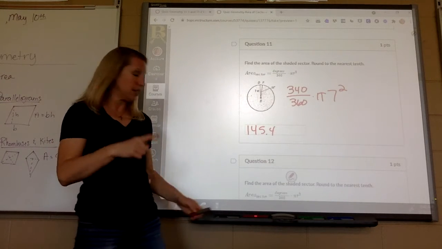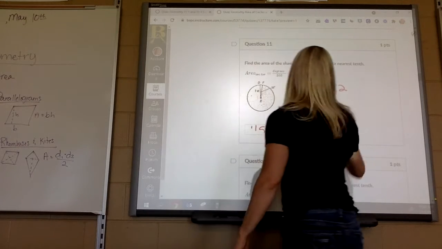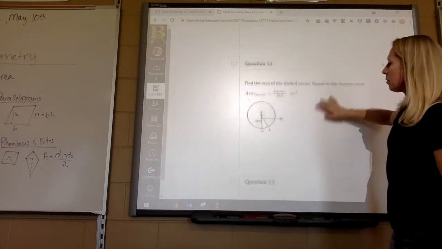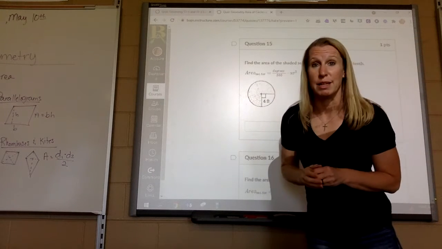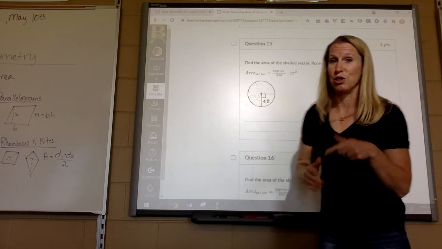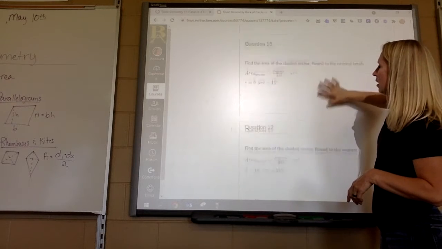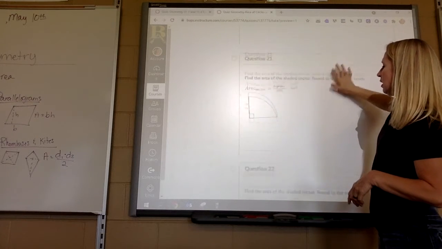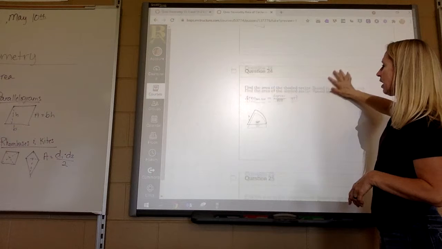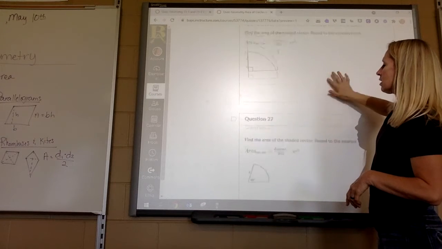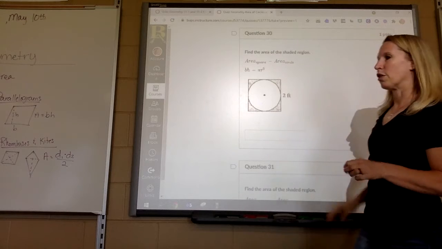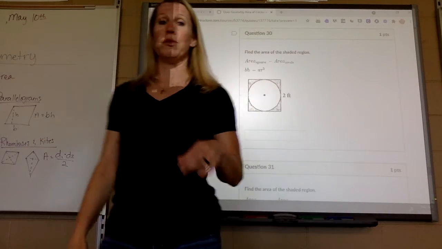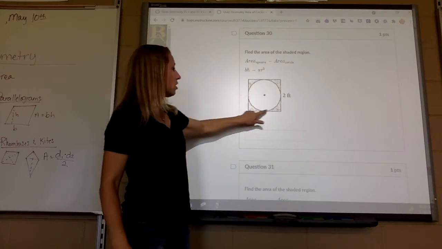Okay, so area of sectors for many, many problems. Keep going. Make sure you're finding the area of the shaded part, so use the shaded degrees. Go all the way to number 30. So for 30, 31, and 32, you're actually just going to find the area of the shaded part.